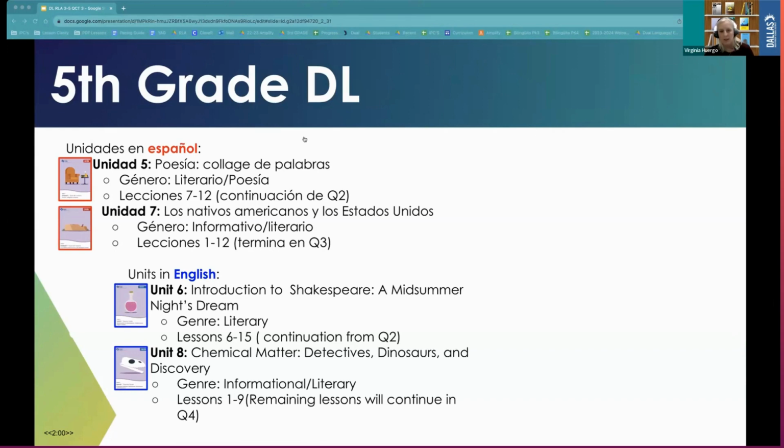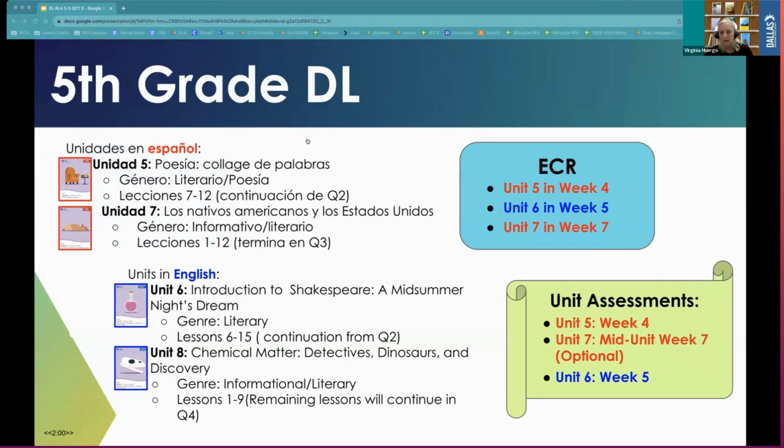Introduction to Shakespeare, A Midsummer Night's Dream. You will continue with those lessons, the literary genre, with lessons 6 through 15, which is a continuation from quarter 2. And Unit 8, the chemical matters, detectives, dinosaurs, and discovery. The genre is information and literary, and you will be doing lessons 1 through 9. And the remaining lessons will continue in quarter 4.